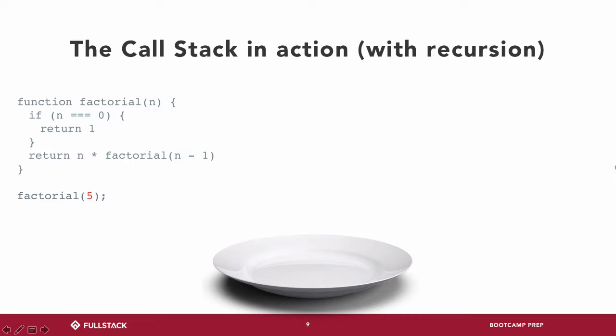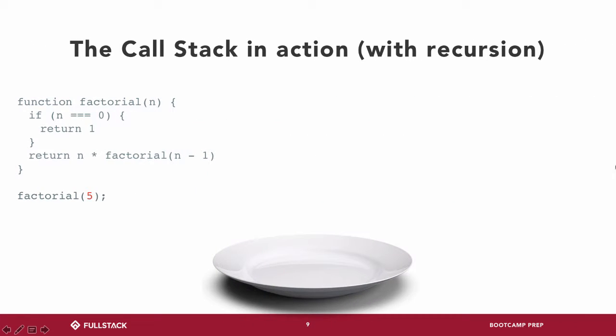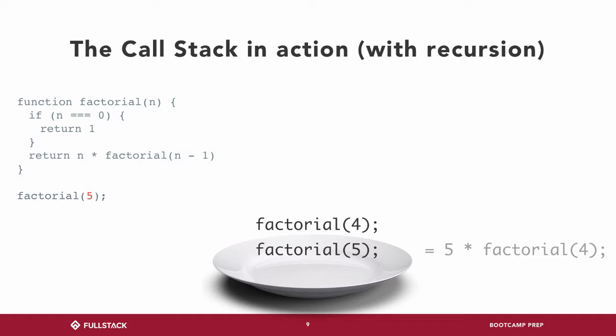This is a much smaller one, which makes sense. So this would also work. This is like a 3-liner. So the call stack with this is factorial 5 gets called. And so that was equal to 5 times factorial 4. So factorial 4 gets put on the call stack.